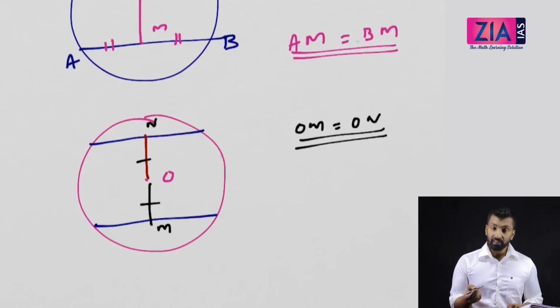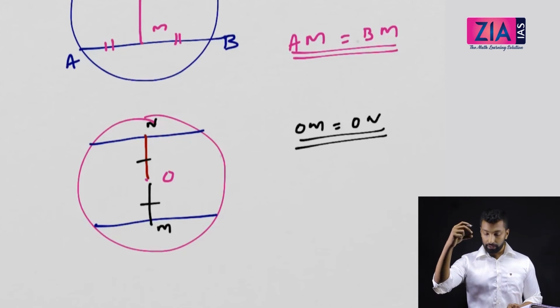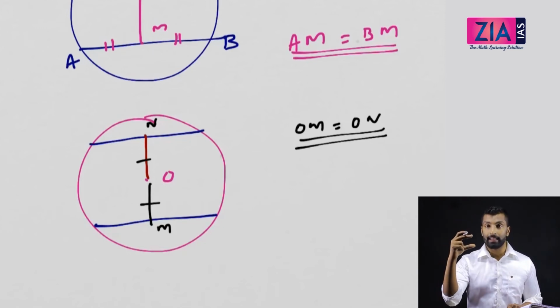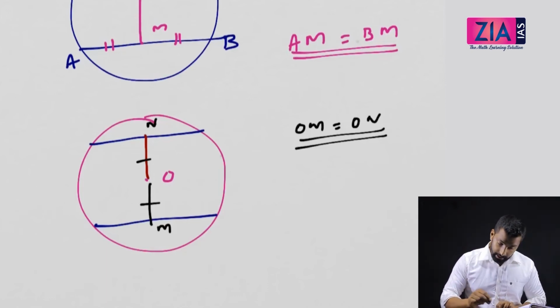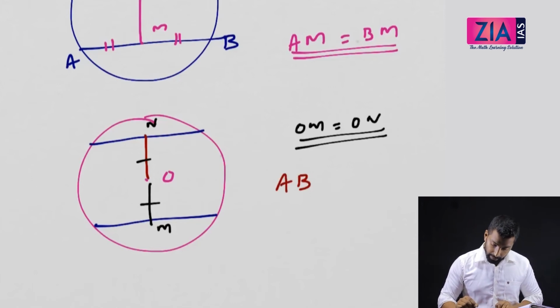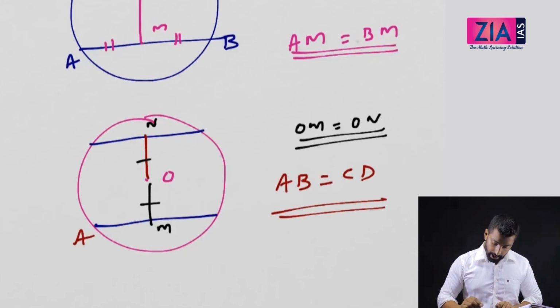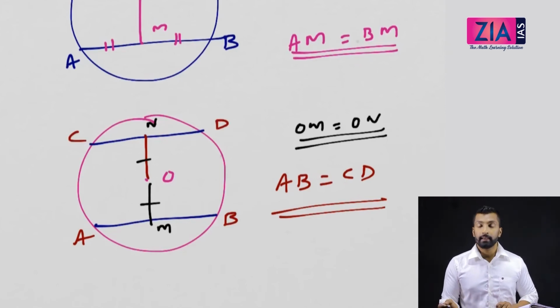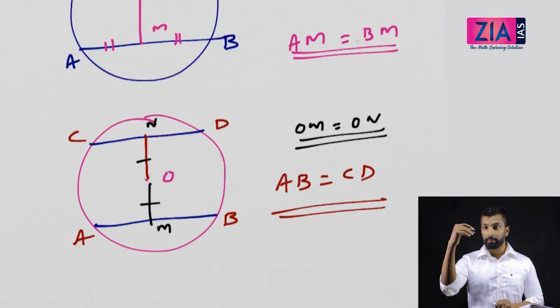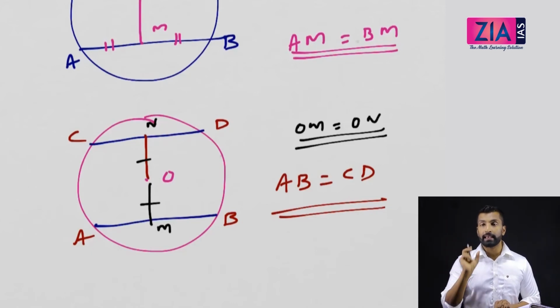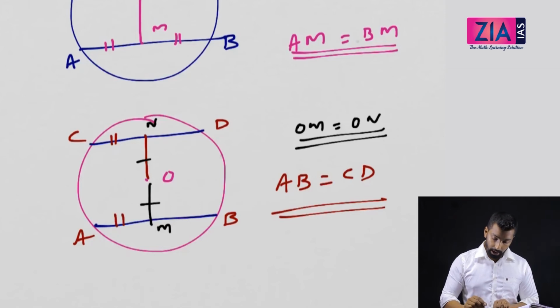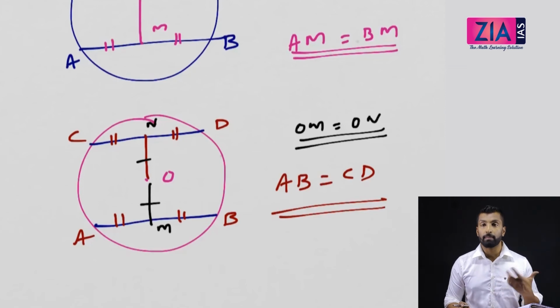Now if that is the case, that means two secants are equidistant from the center. That's what I mean by ON equal to OM. Then what is the property? This length AB will be equal to CD. So the two secants will be equal. From the center, if you place two secants, one on the top and one on the bottom at the same distance, the lengths of both secants will be the same. So these two are equal and these two are equal. We will be using these properties when we look at some problems later.